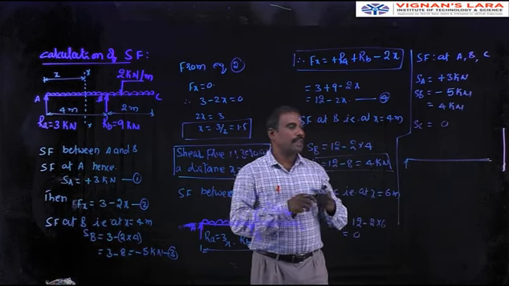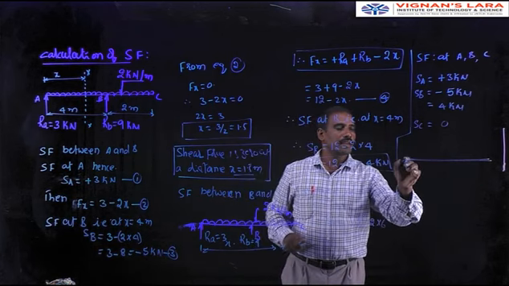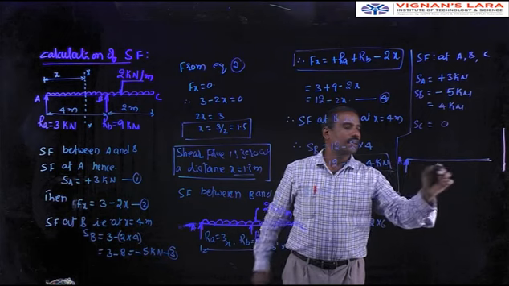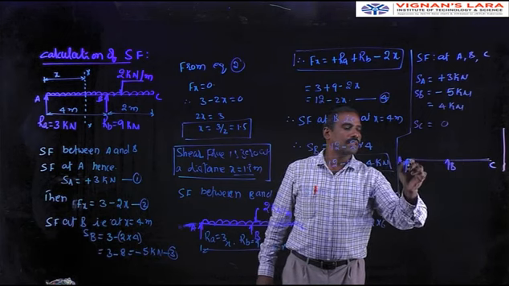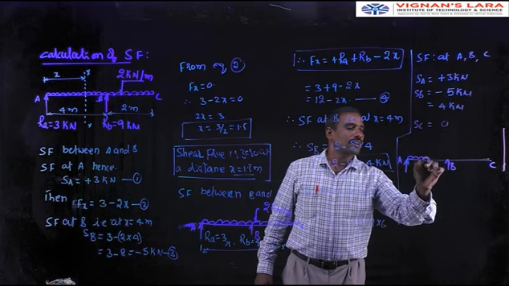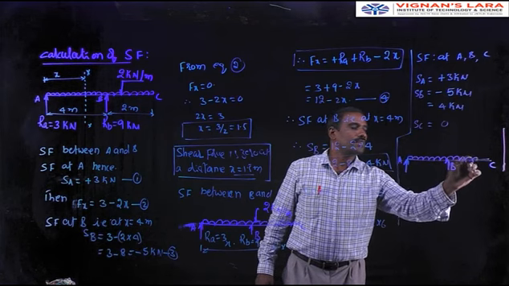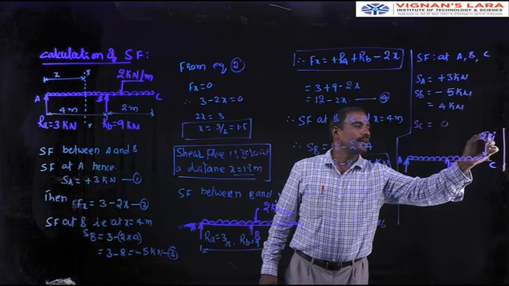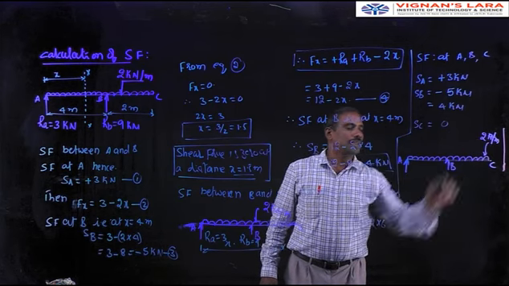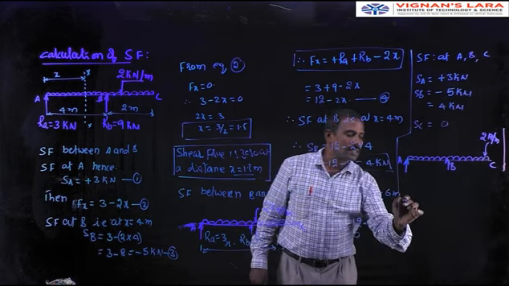This is end A. This is the overhanging beam. This is end A, this is support B, and this is the end C. It is subjected to a uniformly distributed load at the rate of 2 kilonewtons per meter. So this is the baseline.